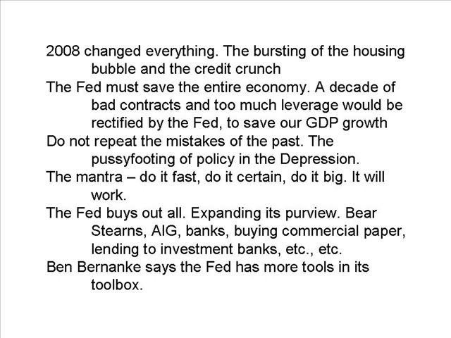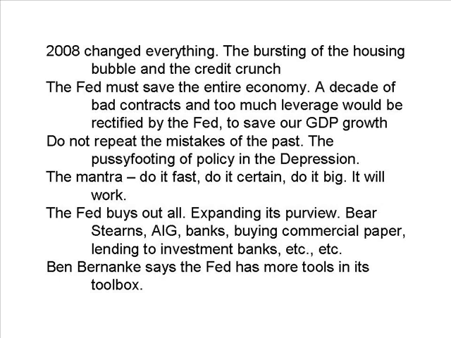and we started to change our tune, and the Fed went hog wild. It decided it would save the entire economy, that a decade of bad contracts and too much leverage would be rectified by the Fed, all to save the economy, to save our GDP growth. And one thing was, Ben Bernanke was a great student of monetary policy history, in particular the Depression. In the Depression, we did bad policy. We were tentative, and we reversed policies and did contractionary policies. And Ben Bernanke was going to learn by that mistake. Basically his mantra was something like, do it fast, do it certain, do it big, and do it hard. It has to work. Now, that may or may not follow.